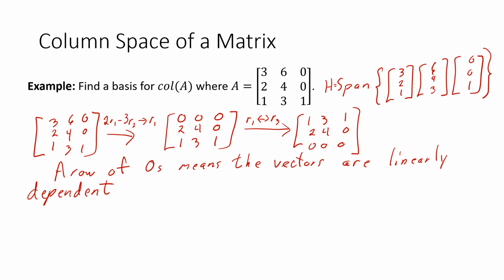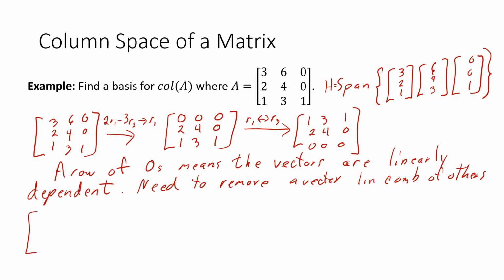So now the question is, which one can be built from the others? So let's continue. We need to remove a vector that is a linear combination of the others. So the question is, which one is that? Let's continue with it.